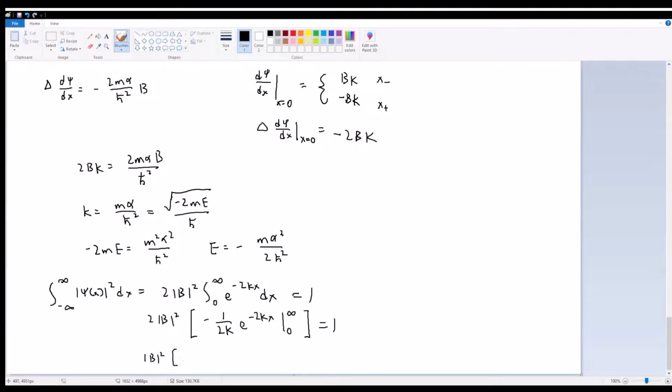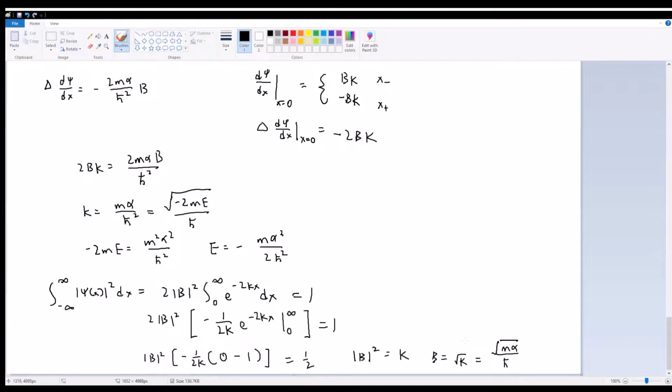So magnitude b squared times what? This is going to be negative 1 over 2k multiplied by, infinity is just 0, subtracted by 1, so this is positive, and this is equal to 1/2, so magnitude b squared is going to equal k, so b equals the square root of k. Okay. And we also know what k equals. Earlier we defined a nicer version of k in terms of constants. So this is just equal to m alpha over h bar.